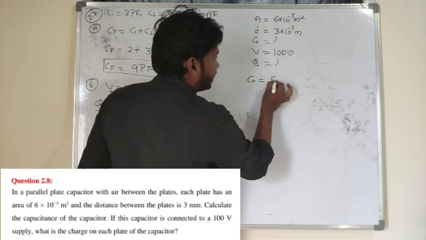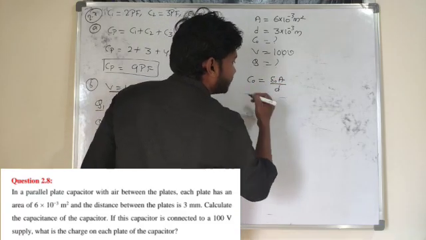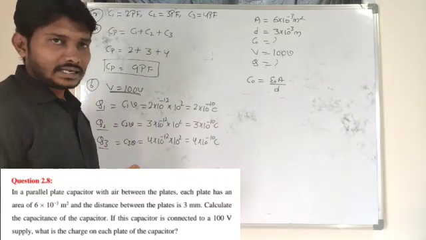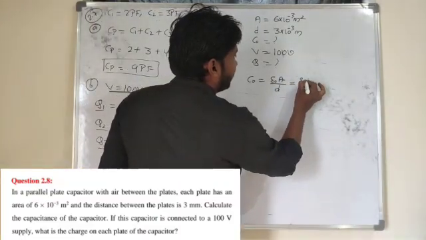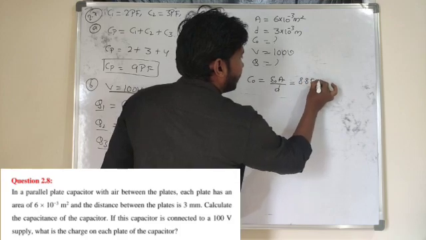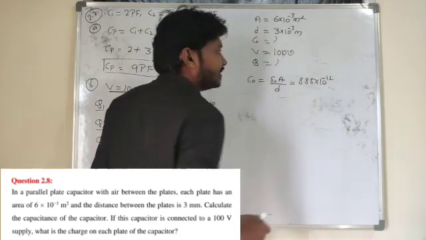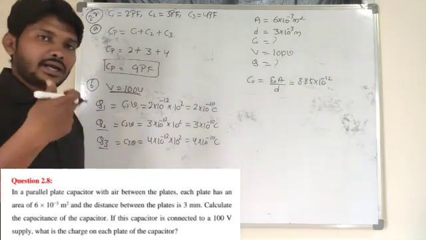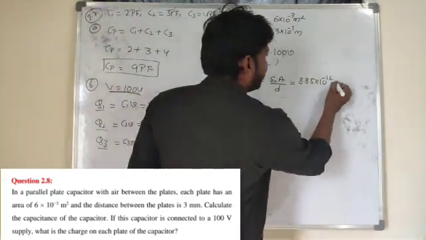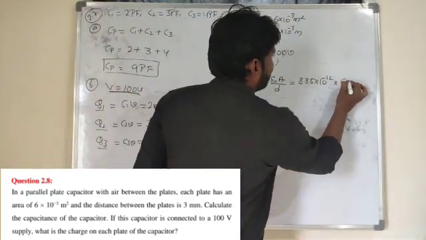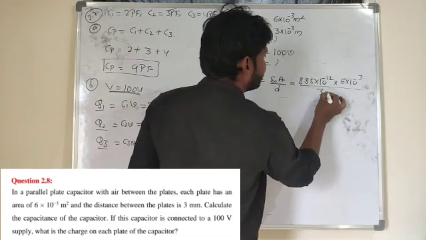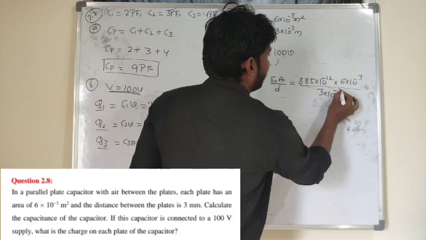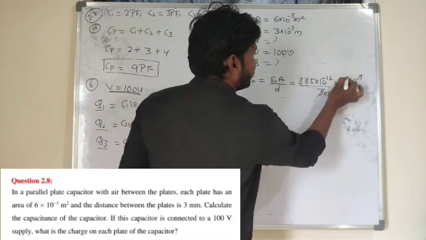So I know basically the capacitance of a parallel plate capacitor without dielectric, where air acts as the dielectric, C0 is equal to epsilon naught into A divided by D. Epsilon naught means permittivity of free space. Its value is 8.85 into 10 to the power of minus 12. In the first chapter we got that value. So area is 6 into 10 to the power of minus 3 and distance is 3 into 10 to the power of minus 3. The 10 to the power of minus 3 terms get cancelled out.